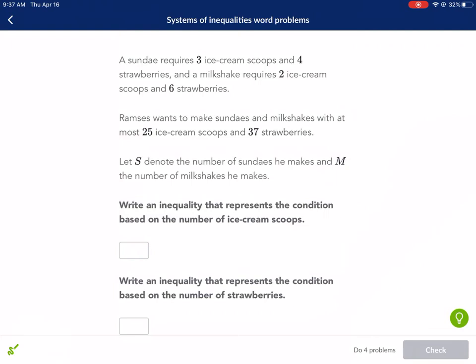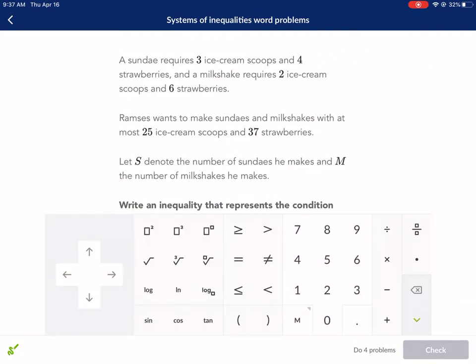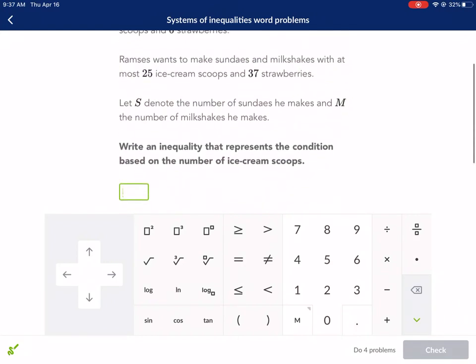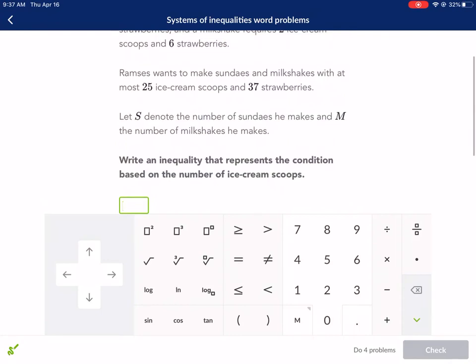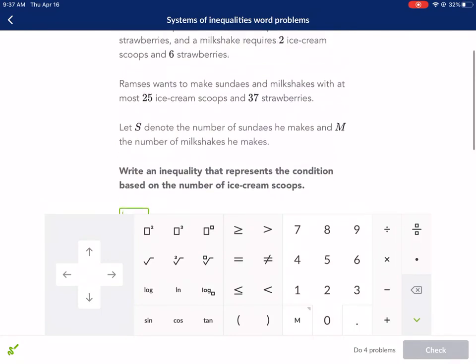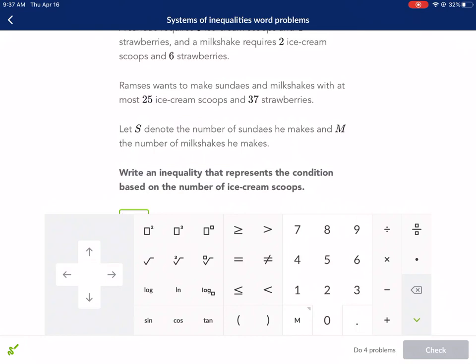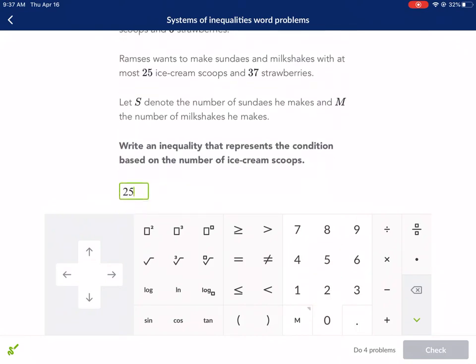Okay? So we say S is the number of sundaes and M is the number of milkshakes. So we're going to go ahead and get our variables ready here, okay? So we know we're going to need an M and an S. And the first thing is talking about ice cream scoops. So we know that it says at most 25 ice cream scoops. Okay, so we don't want anything more than 25. It can equal 25, but nothing more. So anything we write has got to be less than or equal to 25, okay?